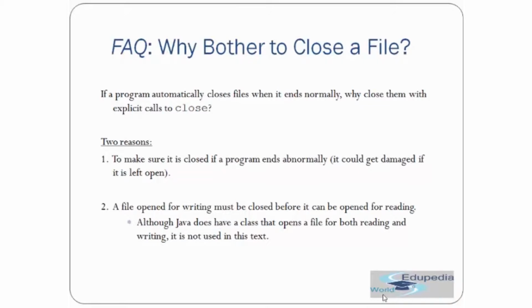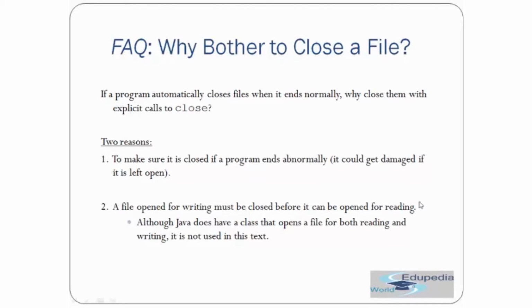Now, the second reason is that a file opened for writing must be closed before it can be opened for reading. It could happen that in your program, firstly you are writing to a file, then you also need to read from that file. So when you try to open it for read and you haven't closed it, you won't be able to open it for read. It will give you an exception. Although Java does have a class that opens a file both for reading and writing, for the text file, like in this text where we are using PrintWriter, you should close it explicitly.